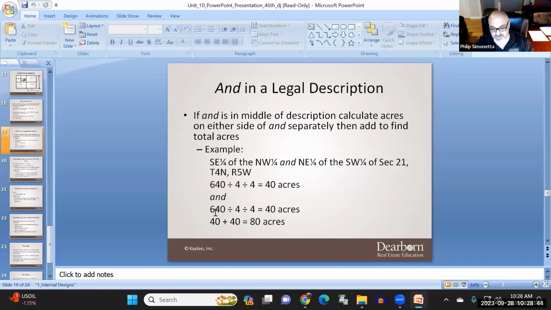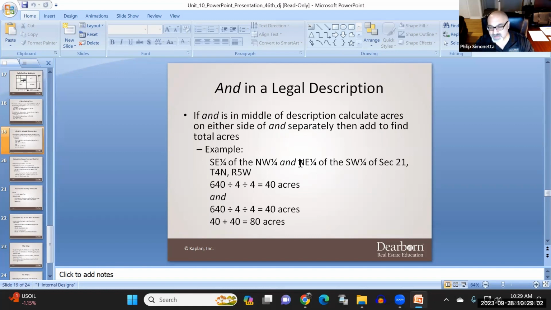You have to start with 640 again, and it's divided by 4, divided by 4. So you do 640 divided by 4, divided by 4. It's 40 acres. So you take 40 plus 40, and it equals 80. And your answer would be 80 acres.